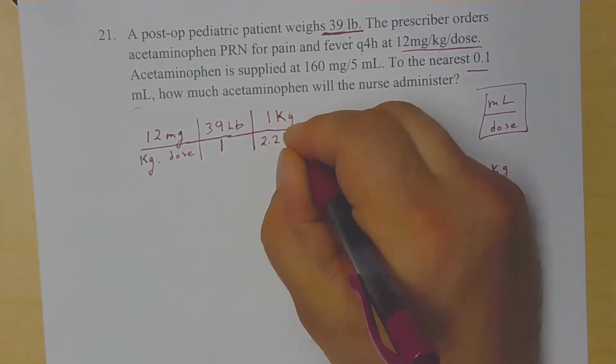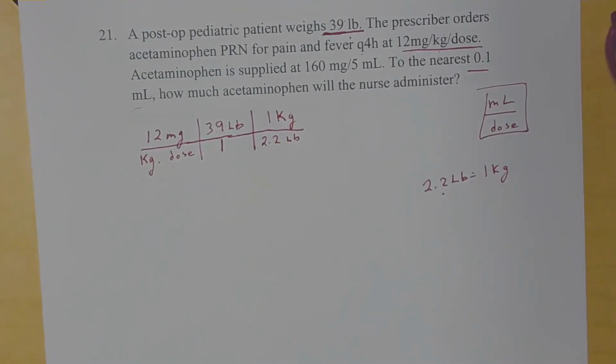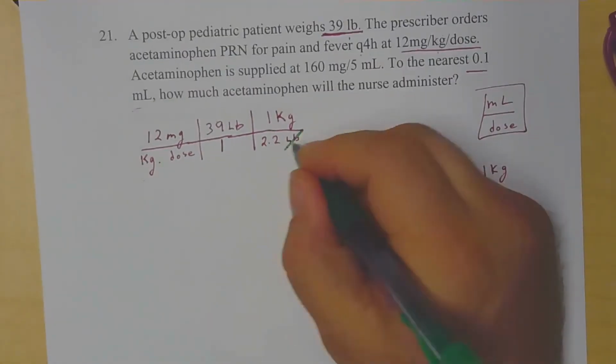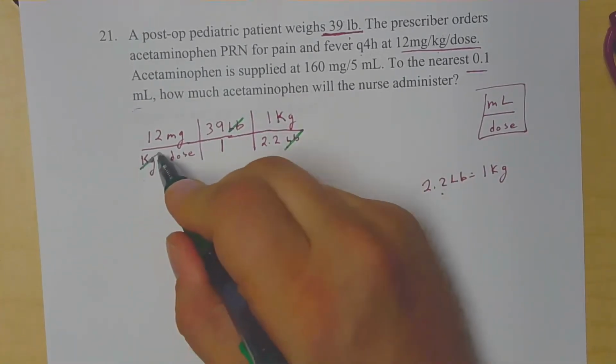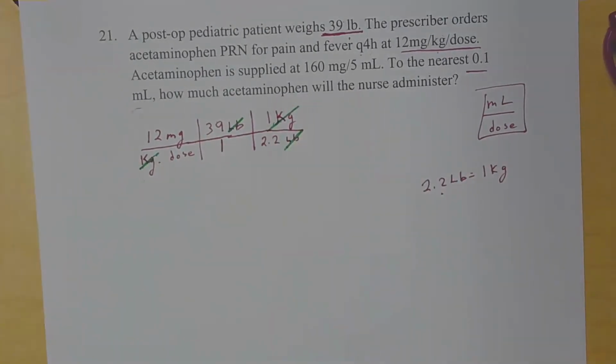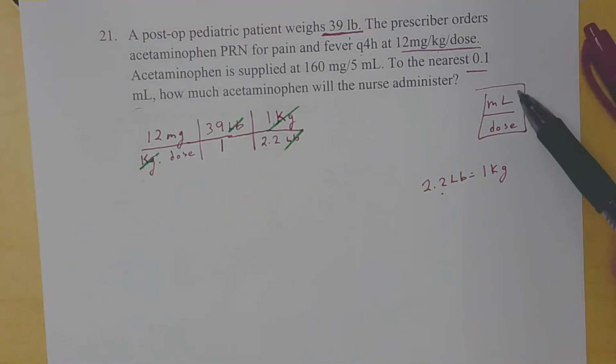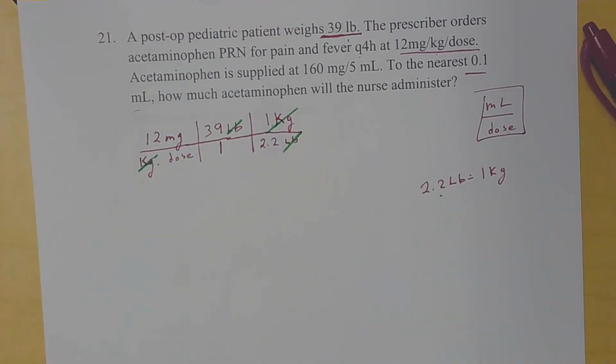Now it's like Christmas Day, because you've got all kinds of stuff you can do now. I've got pounds canceling. Yay. But I also have kilograms here and kilograms there. They cancel. Now look what I have. I have milligrams per dose. That's a lot like milliliters per dose. A lot like it. So, what can I do now?